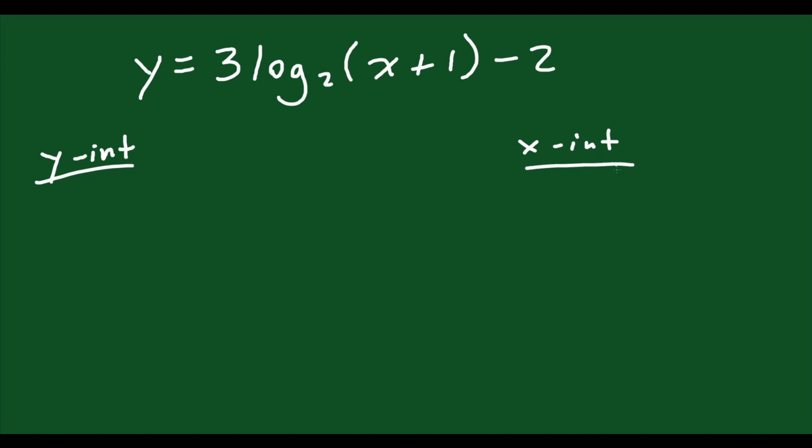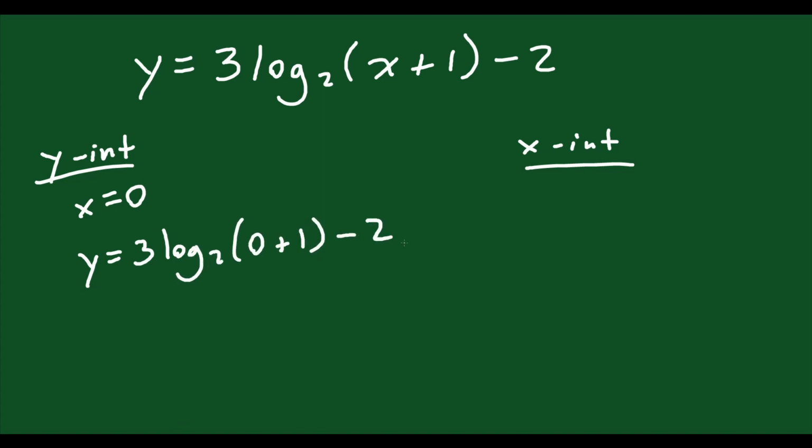So if you want to find the y-intercept, you set x to 0. So you'd say y equals 3 log base 2 of 0 plus 1, minus 2. So I set 0 for x. Well, what would happen here? This inside part is just 1 now. So log base 2 of 1, what's that equal to? Well, log with any base of 1 is just equal to 0, because 2 to the 0 is equal to 1. So this whole term is going to become 0, and you're left with negative 2. So that's your y-intercept.